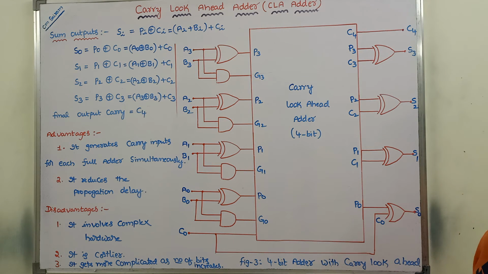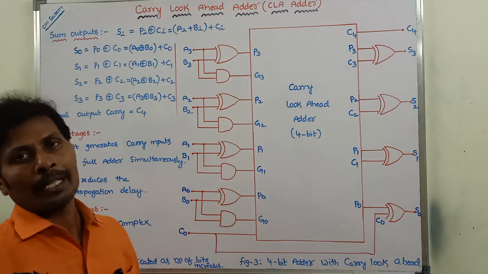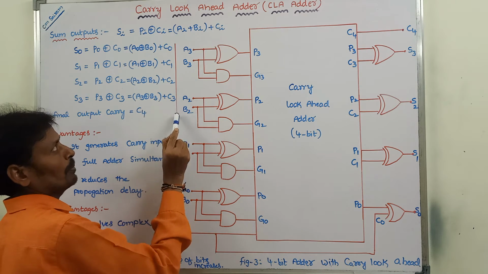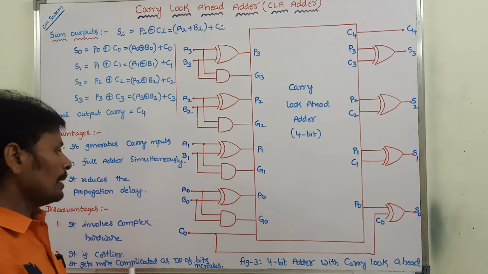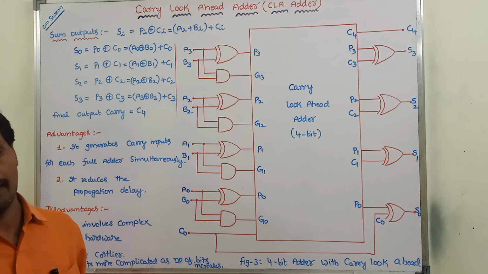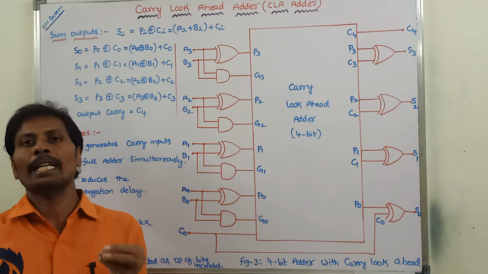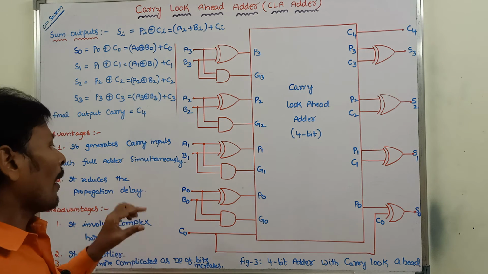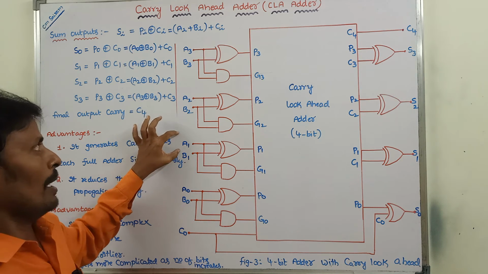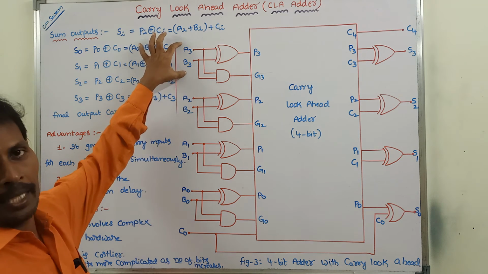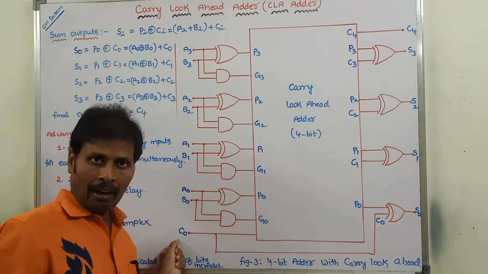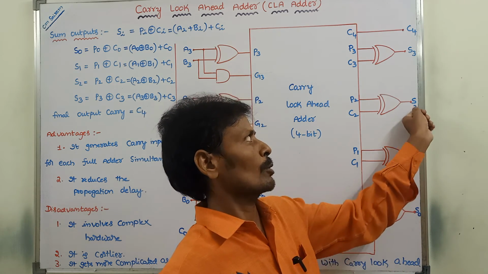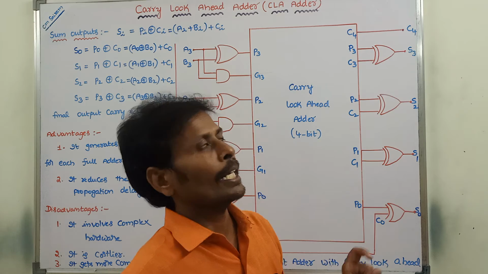Next, what are the inputs? They are A0, B0, A1, B1, A2, B2, A3, B3 and the input carry bit is C0. For a 4-bit binary parallel adder or ripple carry adder, the inputs are A0, B0, A1, B1, A2, B2, A3, B3 and the input carry is C0, and the outputs are the sum outputs S0, S1, S2, S3 and the final carry output is C4.